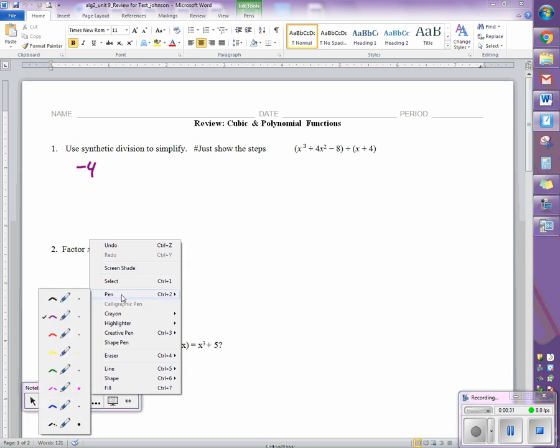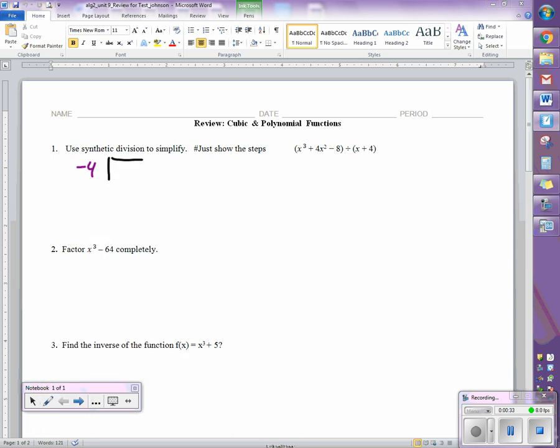And then we're going to place that outside the division house. And then we're going to take all the coefficients from our dividend, which is here, and place those numbers inside the house. Our dividend has a degree of 3, because that's the largest power. And because it has a degree of 3, I'm supposed to have 4 terms. As you can see, I only have 3. I am missing the term that comes after the squared term, in between the squared term and the constant.